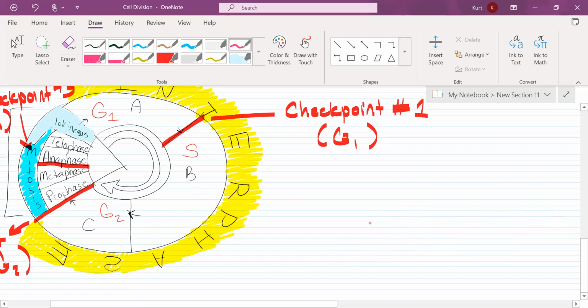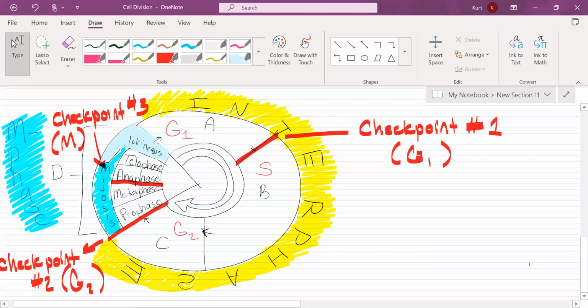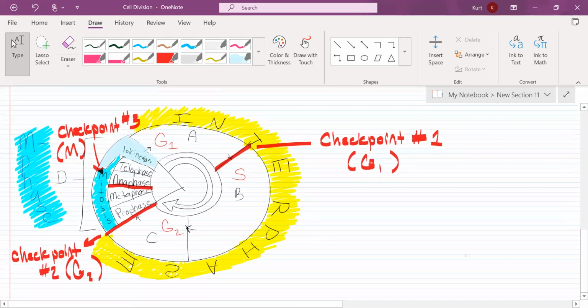Okay, so there is your diagram. Now what I want you to do is get out your packets and get out some new notes, because you will probably be able to work on your packets while you're doing these notes. We're going to go over the stages of mitosis: prophase, metaphase, anaphase, telophase, and then cytokinesis, and that'll be it for today.